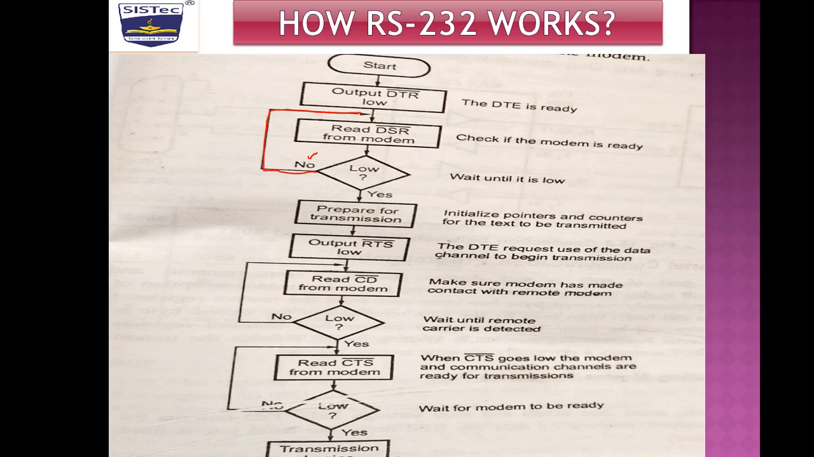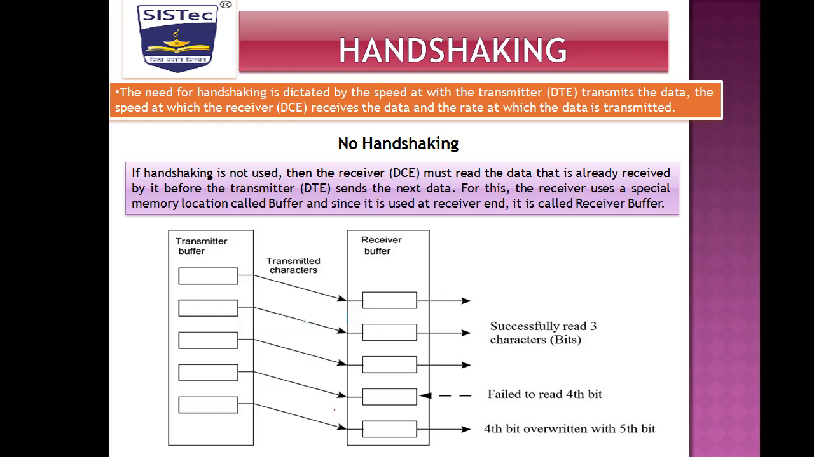When the CTS signal goes low, the modem and communication channel are ready for transmission. Okay, so this is the flowchart which defines how RS-232 works. So basically there are three types of handshaking in asynchronous mode, as we discussed earlier. First is no handshaking, the second one is hardware handshaking, and the third one is software handshaking.